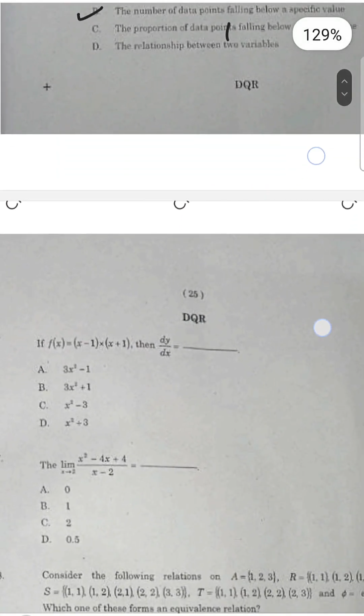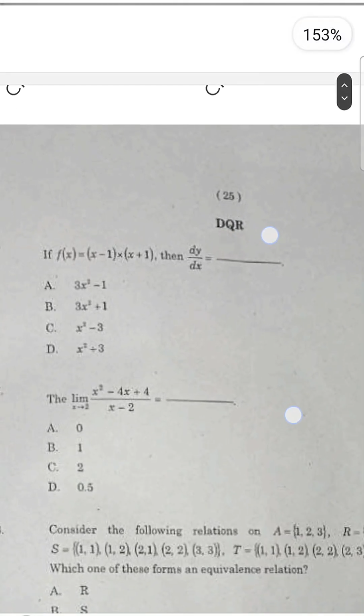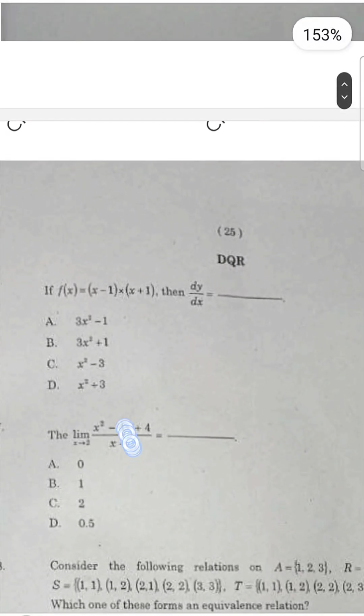Then they ask some derivative questions. Let's see the derivative question over here.